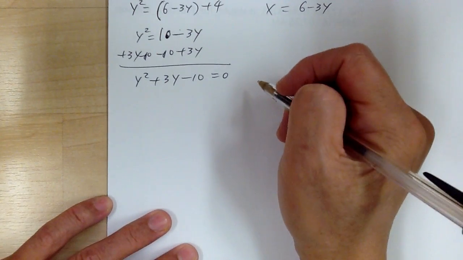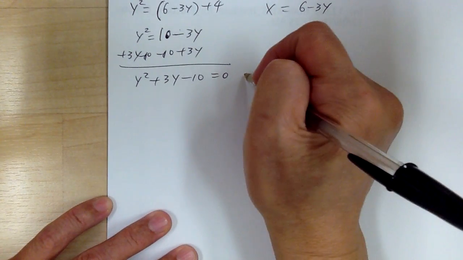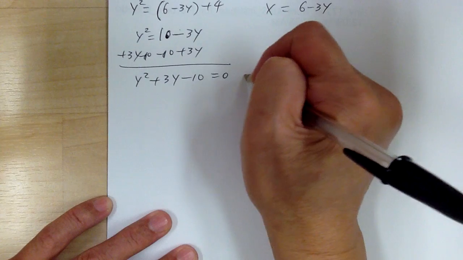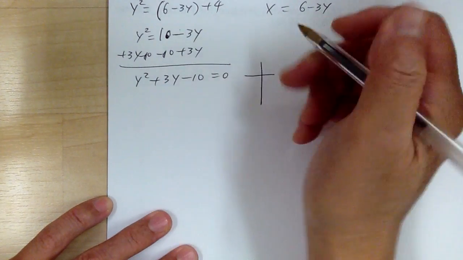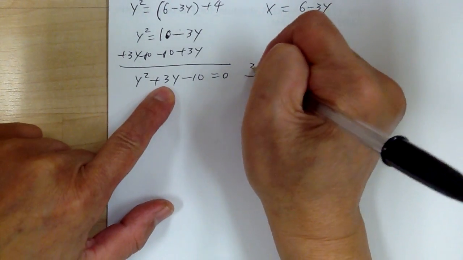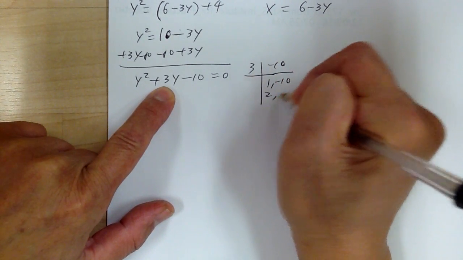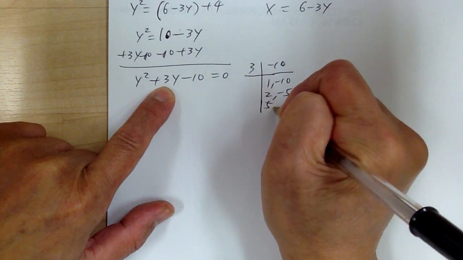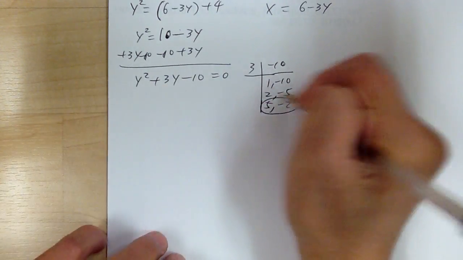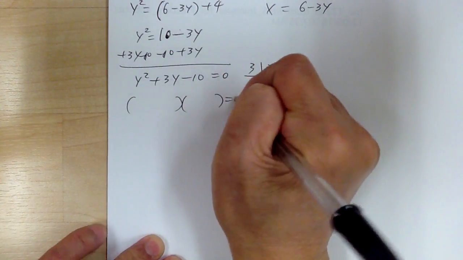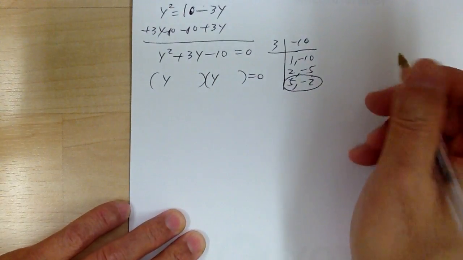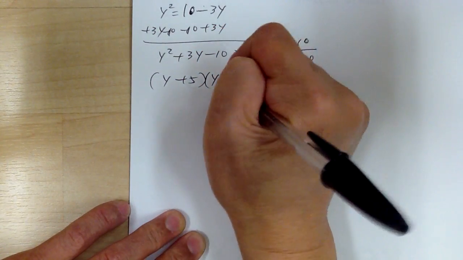So now you have to do the factoring. Step 1, common factor, cannot. Step 2, special factor, cannot. So you go to the product and sum, so it will be 3, negative 10. So 1 comma negative 10, 2 comma negative 5. So you need to get 5 comma negative 2. Right? So again, all these are basic factoring. So you get plus 5, minus 2.